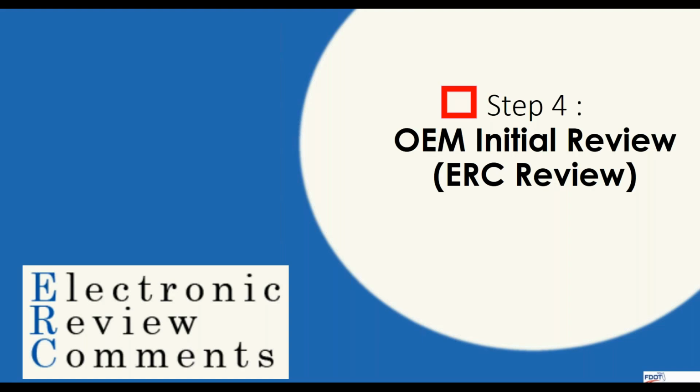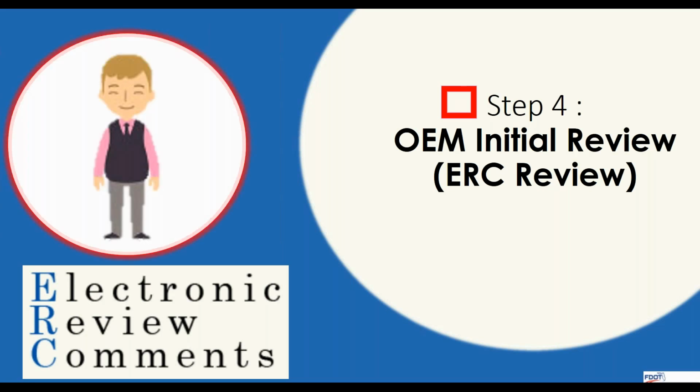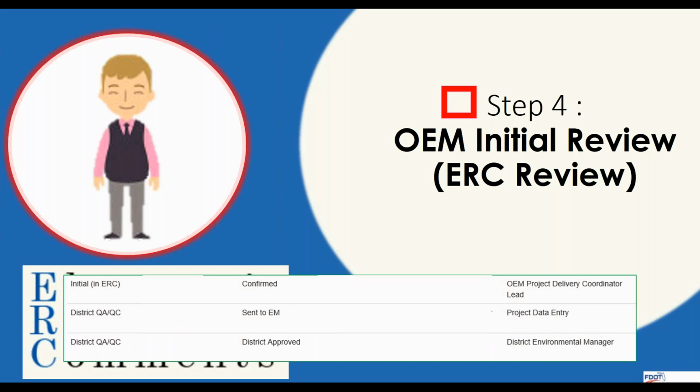So step 4 is the OEM initial review, or the ERC review. Remember, in step 3, the district had just certified and submitted the EDS form for initial review in SWEPT. This submittal will then show up in the PDC's queue in SWEPT. So we will bring in our PDC. And here's our approval history from SWEPT.